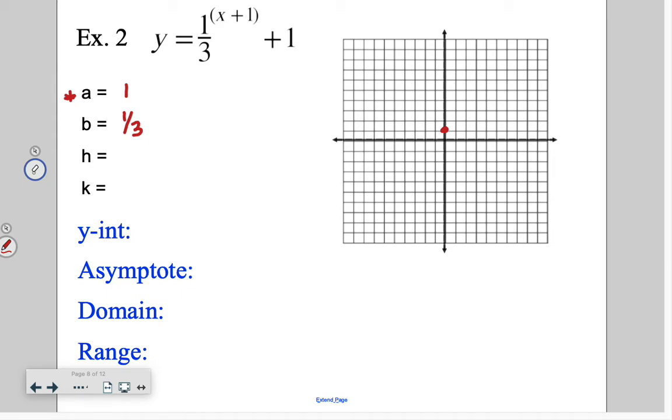Now we add the shifts. Now we go through and start moving stuff around. Horizontal shift is where? Yep, we're going 1 to the left and 1 up. Plus 1. So we're going to take everything and go left 1 and up 1. So that point is now right here. And that point just got shifted left 1 and up 1. Because we moved everything up 1, that's where the asymptote is located now.